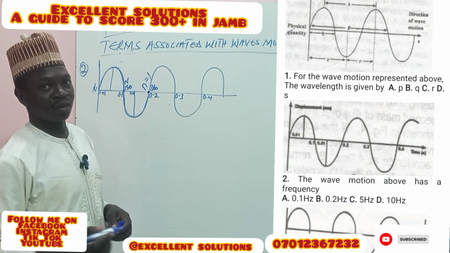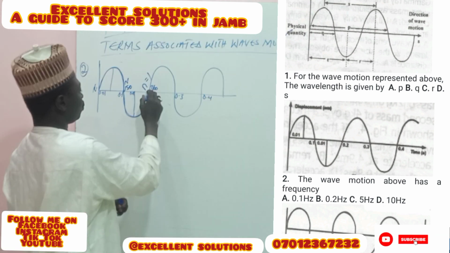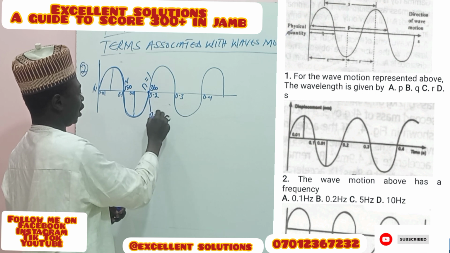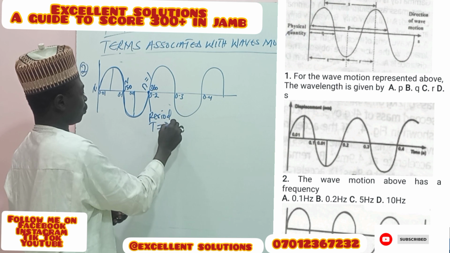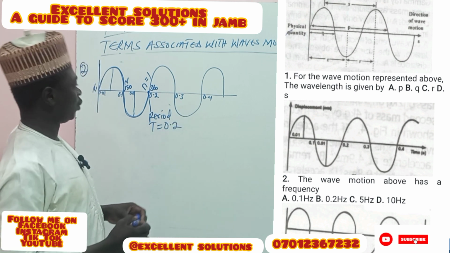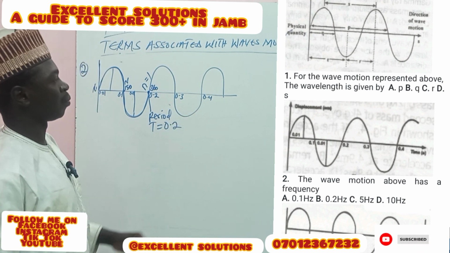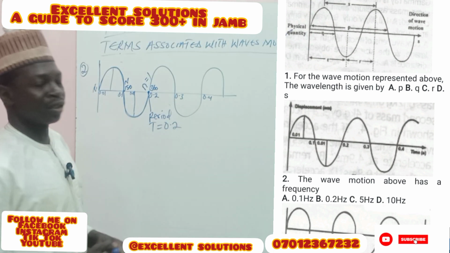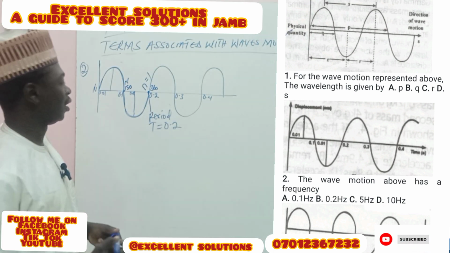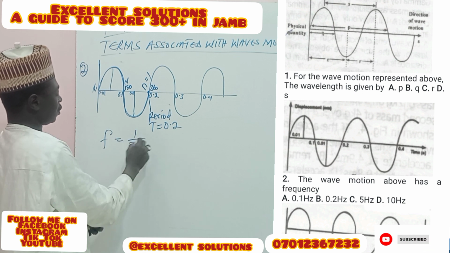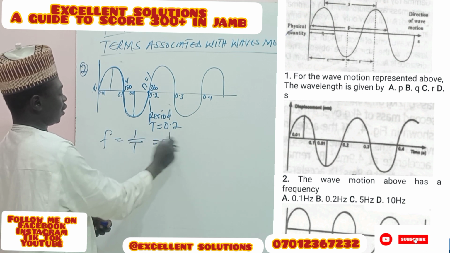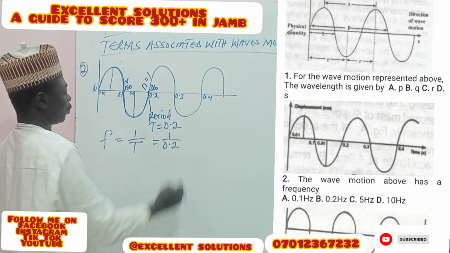And the time taken to make 1 revolution is called period. So at this point, we have the period. So T equals 0.2. Remember, the frequency of a wave is the reciprocal of the period. So we have F equals 1 upon T, and this is the same as 1 upon 0.2.